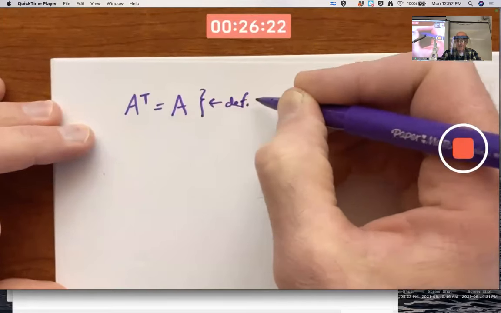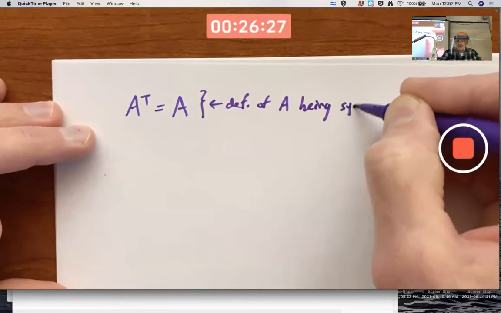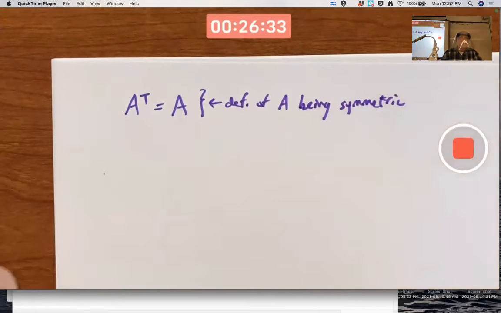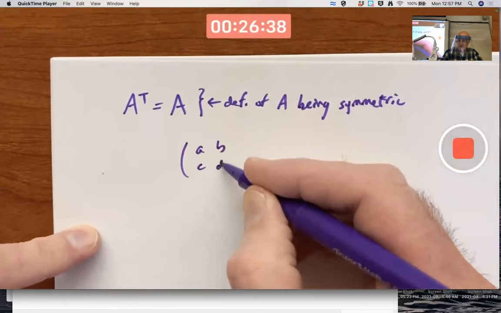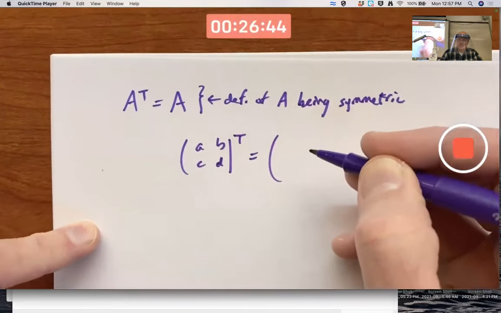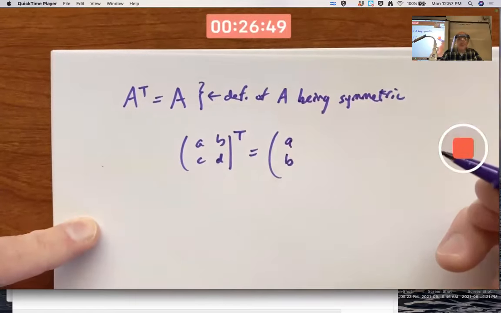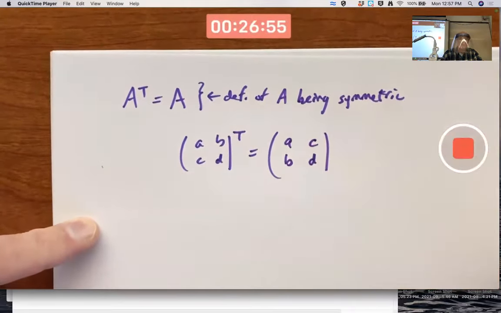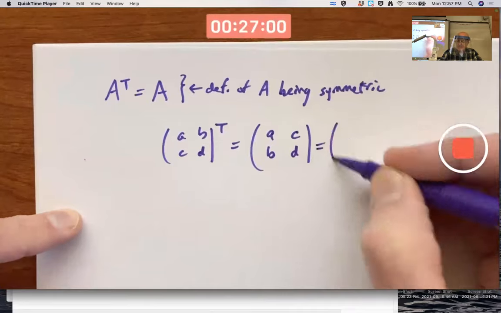This is the definition of a matrix A being symmetric in the 2x2 case, for an arbitrary 2x2 matrix whose entries are A, B, C, D. If I take its transpose, remember you flip the rows and the columns. The first row of the original matrix becomes the first column of the transpose, and the second row of the original matrix becomes the second column of the transpose. Those two things are going to be equal. Well, okay, that's good. That's going to equal, excuse me, the original matrix.